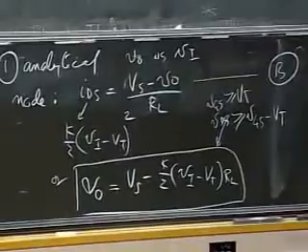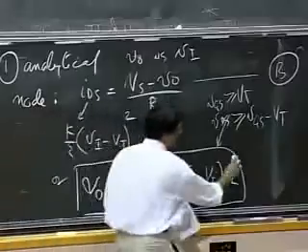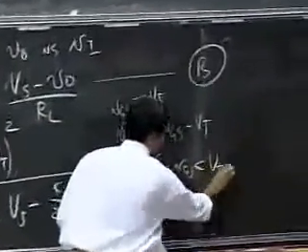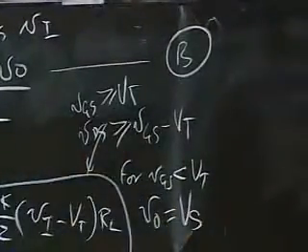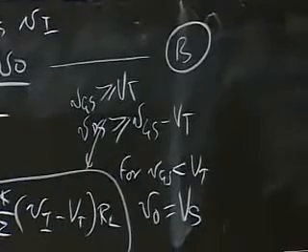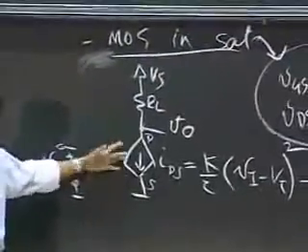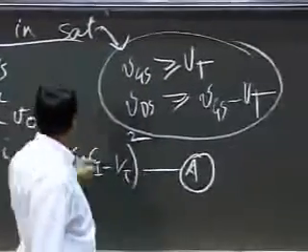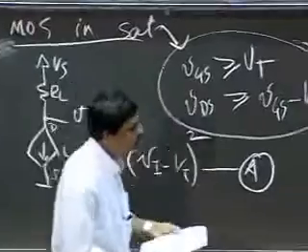I also know that for VGS less than VT, V naught equals Vs. So when VGS is less than VT, this one turns off. That's why it's the SCS model, the switch current source model. When VGS is less than VT, it turns off, and Vs directly appears at V naught.